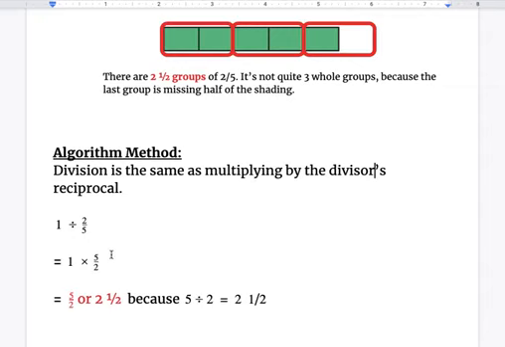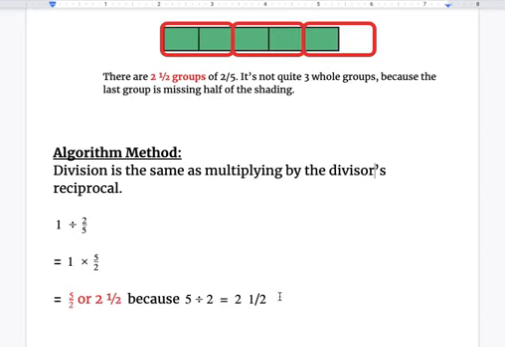5 was on the bottom, now it's on top. So it's 1 times 5/2. So we're multiplying it across. 1 times anything keeps the number as it is. So it stays as 5/2. 5/2 is the same as 2 1/2. How did I get that? Because 5 divided by 2 is 2 1/2. So that's how we got 2 1/2.